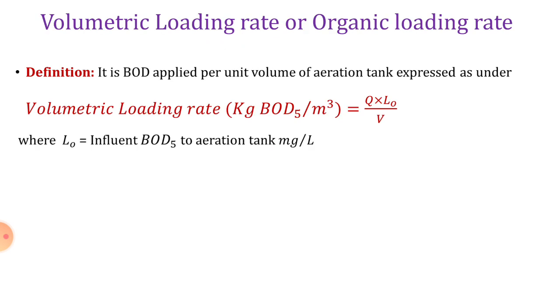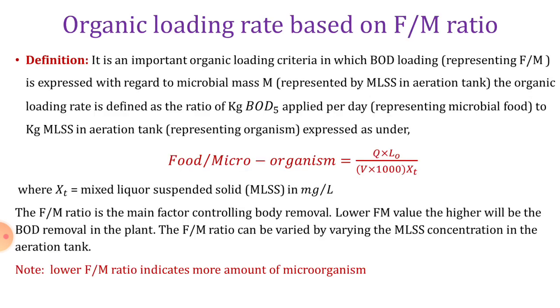Then the volumetric loading rate or the organic loading rate. It is the BOD applied per unit volume of aeration tank and is expressed as under. Volumetric loading rate, which is in kg BOD5 per meter cube, will be written as Q into L0, where L0 is the initial influent BOD5, divided by V. The organic loading rate based on the F/M ratio will be given by this formula.